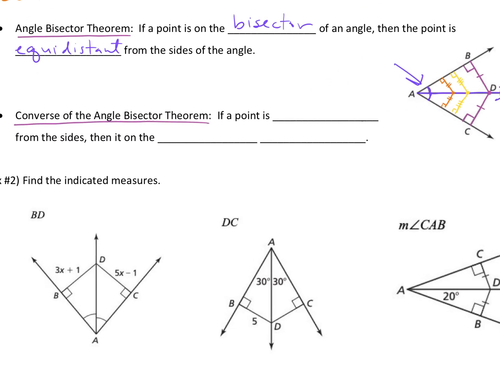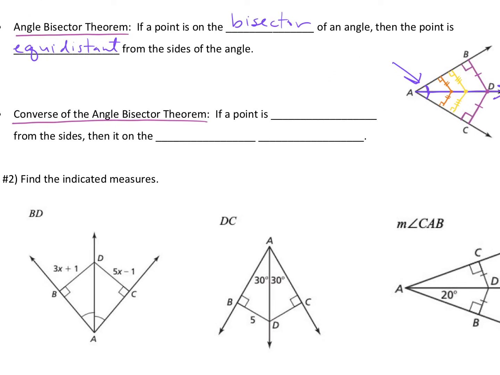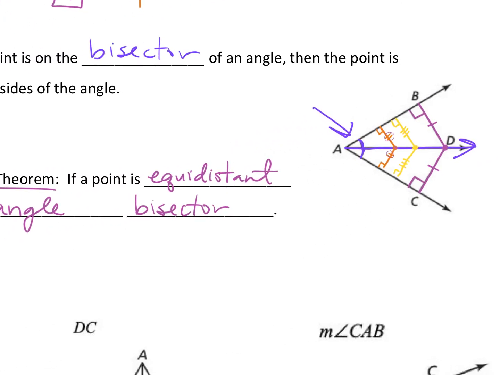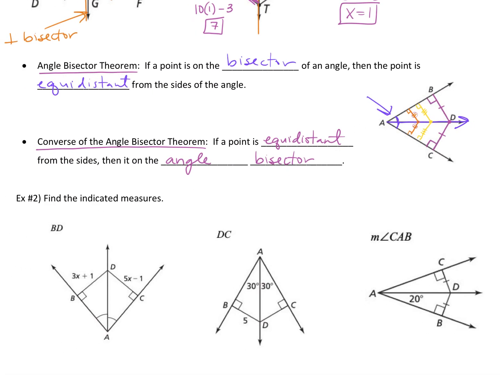No. Okay, the converse of that says if a point is equidistant from the sides, then it's on the angle bisector. Okay, so now they're saying this. If we know that this point is the same distance here as it is there, then we know that that point is on the bisector. So it's really the same information, just in a different order is what you're looking at.